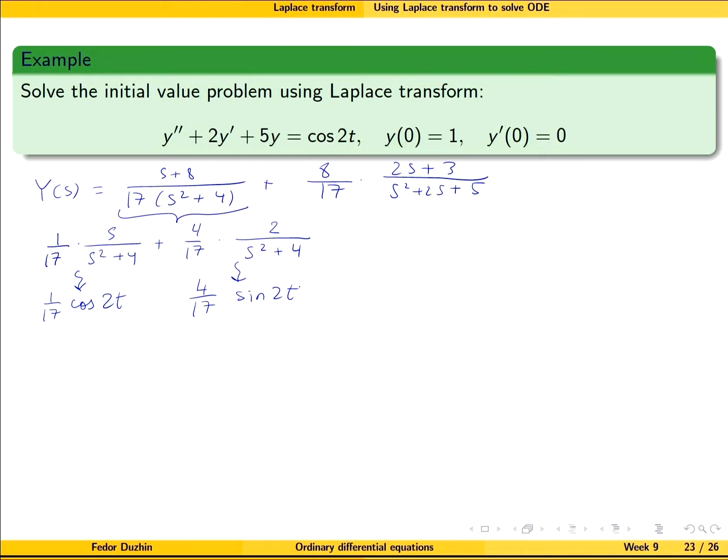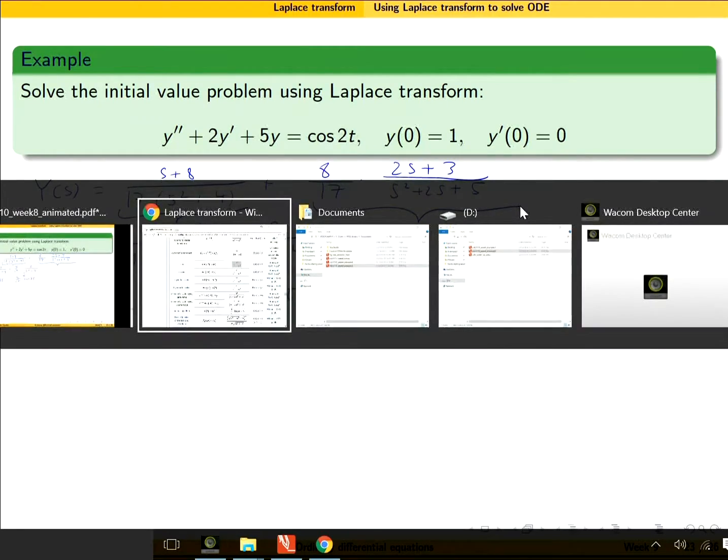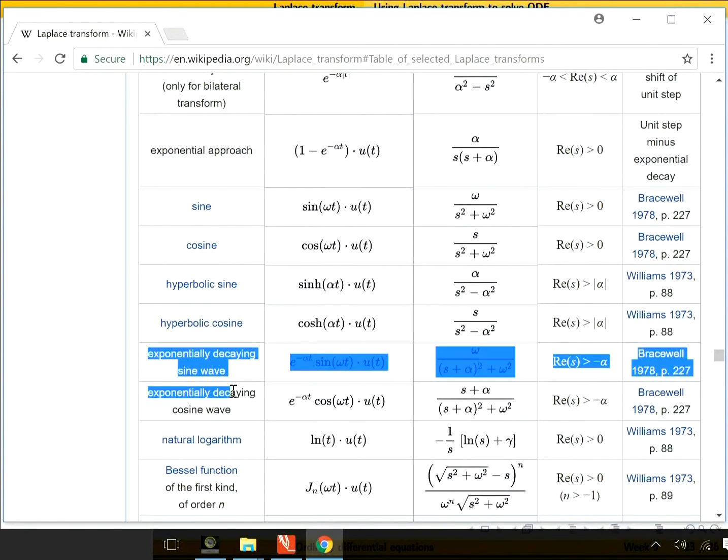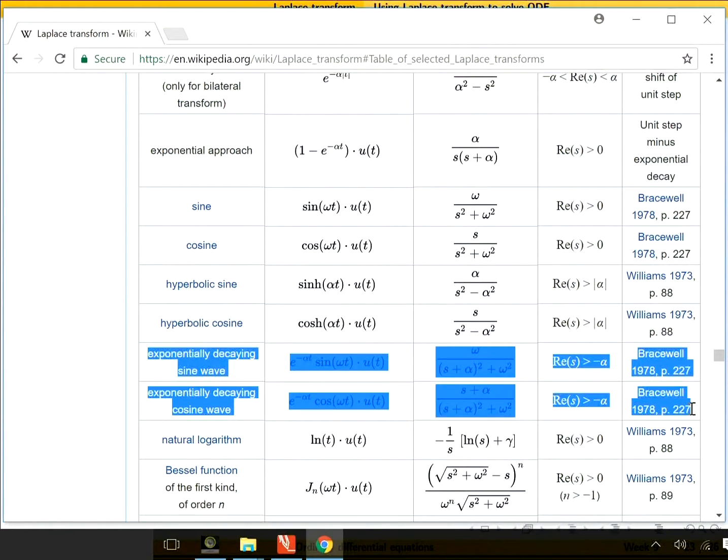Okay, so the first term gives us a combination of sine and cosine. Now how about this term? What are we going to do with this? Here we have a linear function in the numerator and a quadratic function in the denominator. So let us look at the table of Laplace transforms. Where do we see a pattern like this? You start analyzing it, and you see that what we have is an exponentially decaying sine wave and an exponentially decaying cosine wave. So this is our reference now.